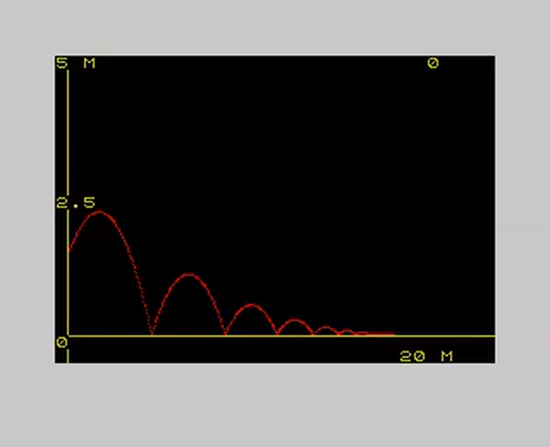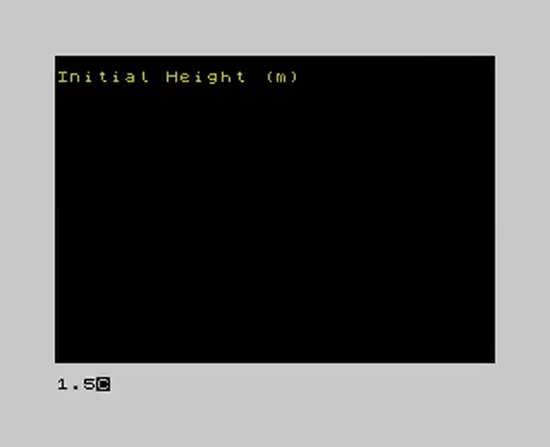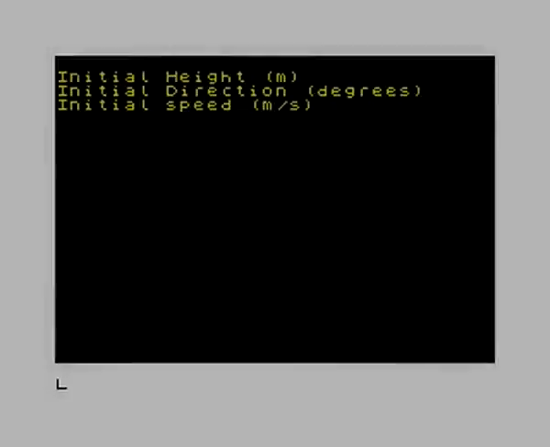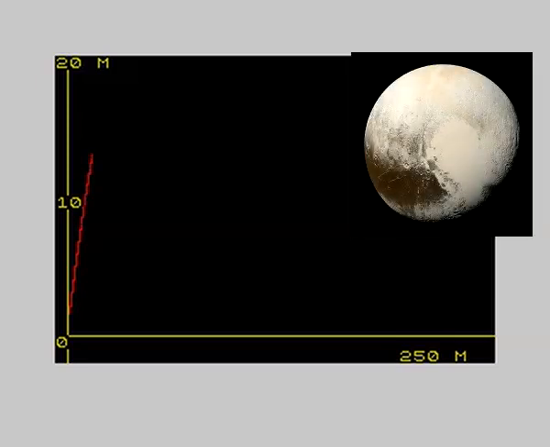And the last planet we're going to play with is Pluto. Pluto has a gravity of 0.4 meters per second. Let's see what we get here. And the ball goes up, and the ball goes up, and the ball goes up, and you've got a long wait. So we start off. You can see I've increased the vertical scale up to 20 meters and the horizontal scale up to 250 meters.